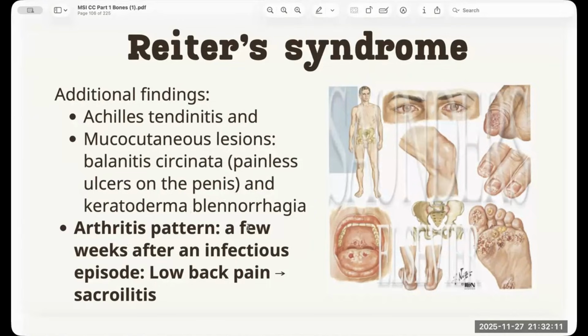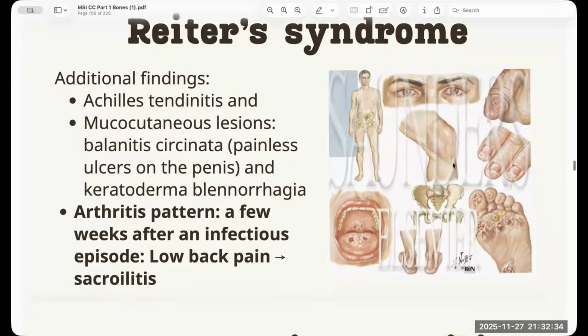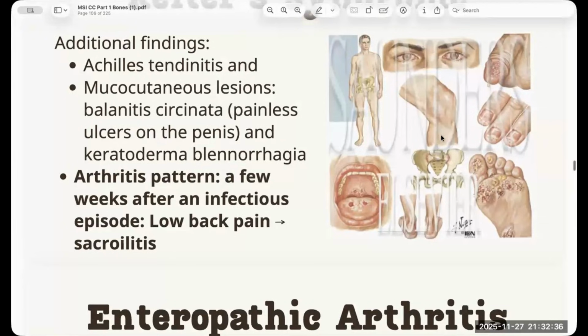This pattern, Reiter syndrome, is a bit different than the other ones. Here it starts a few weeks after the infectious episode, whether it was any of the microorganisms or infections, and it basically starts low and then goes to sacroiliitis, okay, in the sacrum. This is why there's a sacrum picture here. So I hope this whole picture is now clear to you.